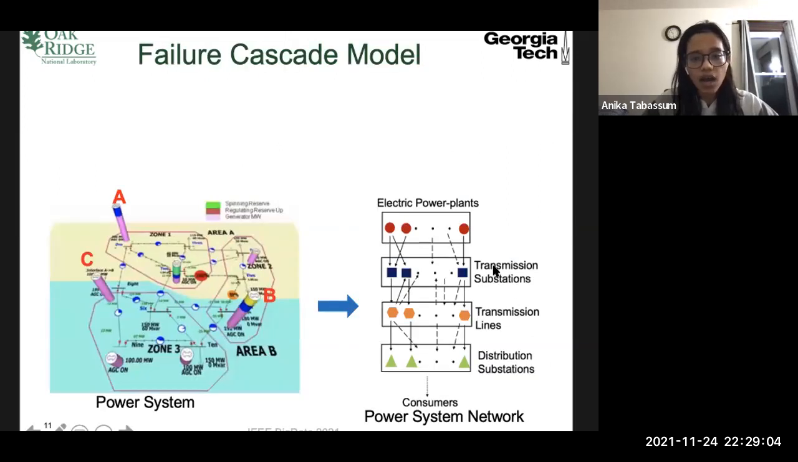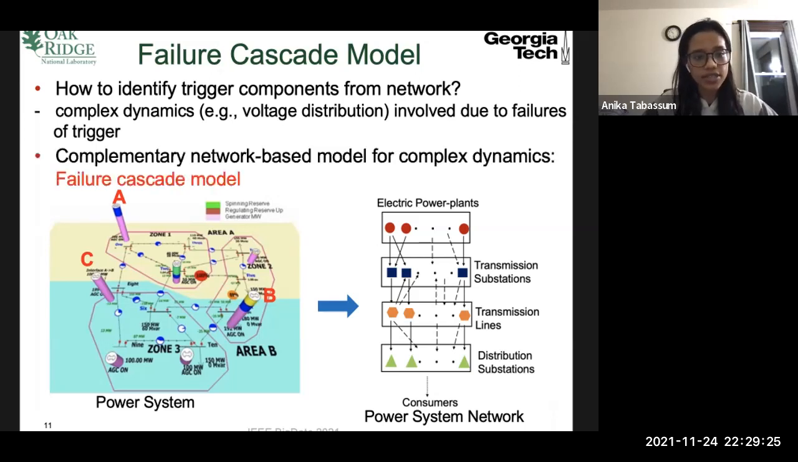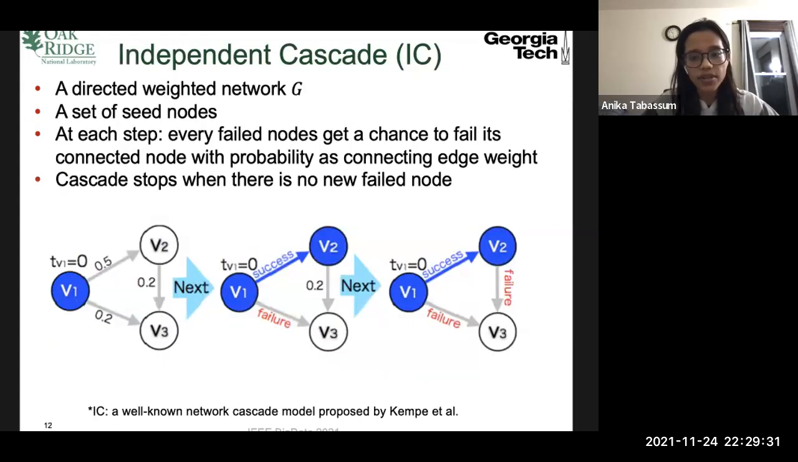Now we have the power system mapped to a network. Next, how can we identify trigger components from the network? Power simulation tools use multiple complex dynamics while analyzing failures. We need a failure cascade model, which can act as a complementary tool to capture such dynamics. So our idea for this complementary network-based model is a failure cascade model.